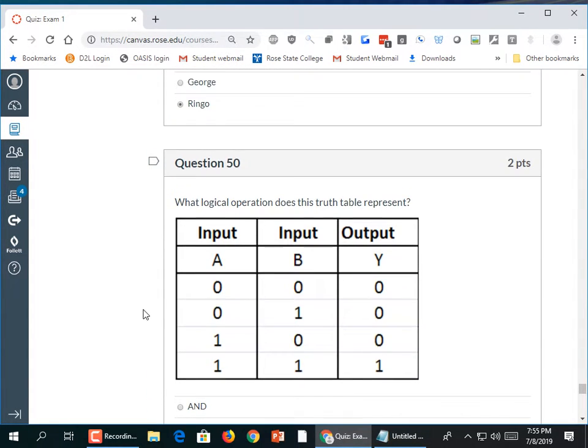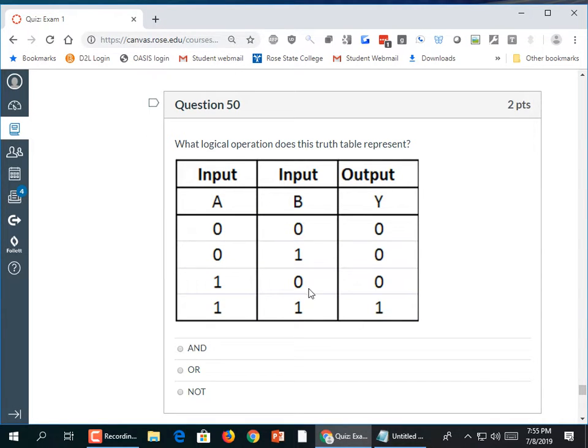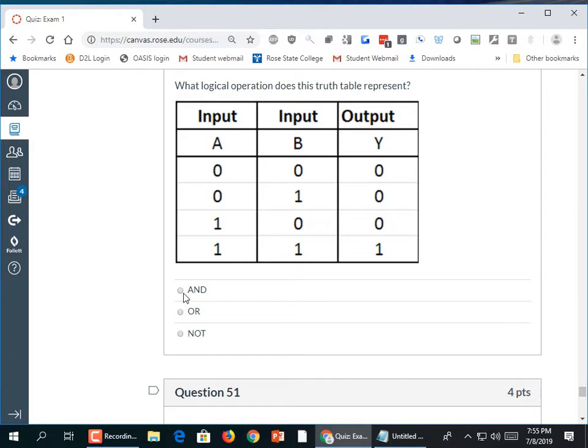All right, somebody tell me, is that an and or an or? It's definitely an and, because both sides have to be true for the result to be true for an and. That's what this is showing. If one side is false or the other side is false or both sides are false, then the output is false. So it's definitely an and.